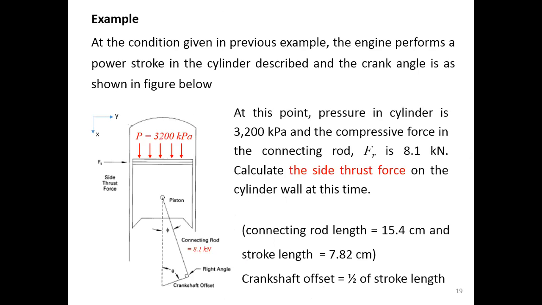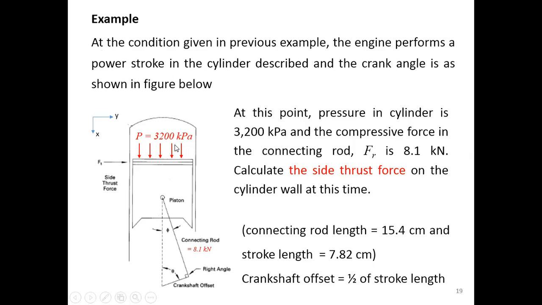Okay. So let's look at an example of how to calculate the force in the piston. At the conditions given in the previous examples, the engine performs a power stroke in the cylinder. That means we now have pressure acting on the top surface of the piston, because it's in the power stroke, or the expansion stroke. And the crank angle is shown here with theta and phi.